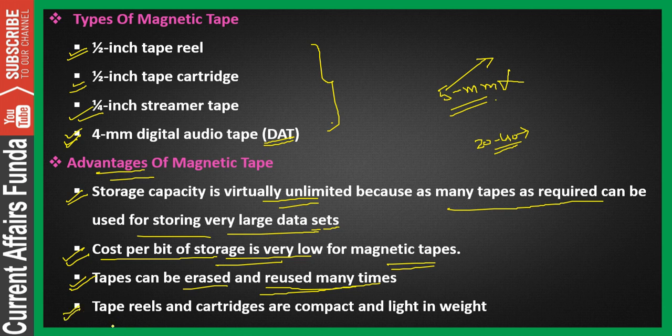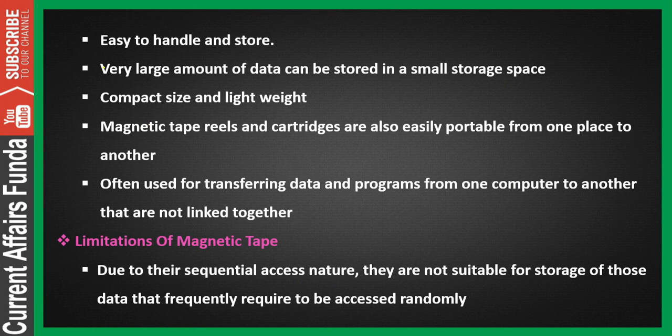Next advantage, tape reels and cartridges are compact. Compact means small in size and light in weight, so you can easily carry it with you. Next advantage, easy to handle, because it is very compact and light in weight, so you can easily handle and store it anywhere. It is not so large in size. If you have a small space, you can store it there also. Next advantage is that a very large amount of data can be stored in a small storage space, with compact size and light weight.